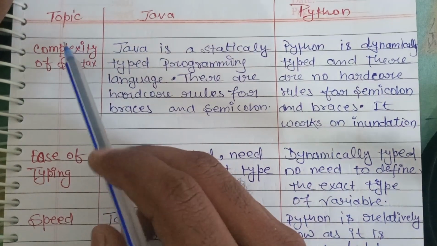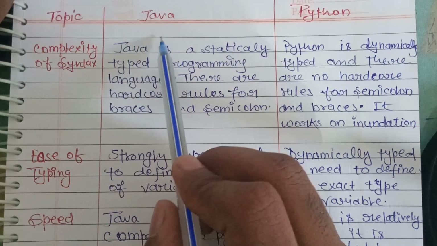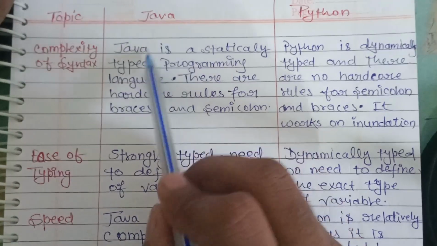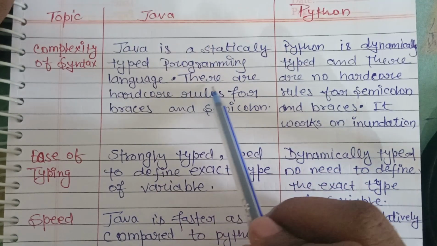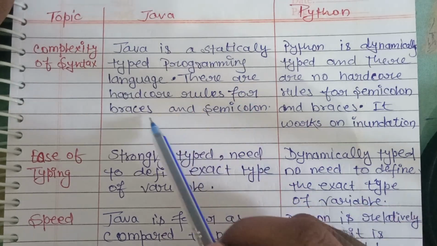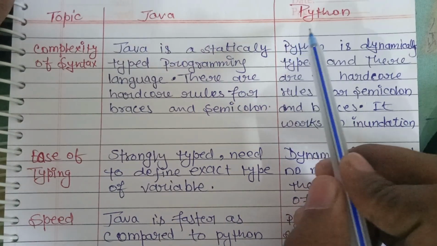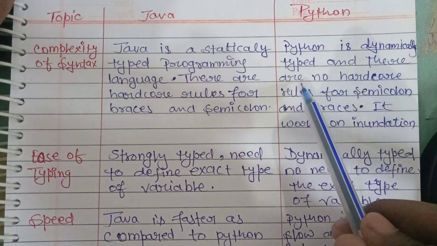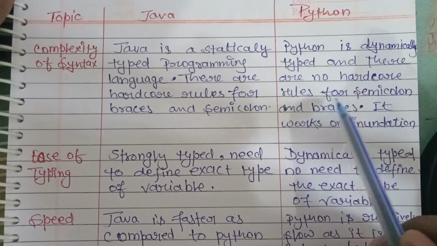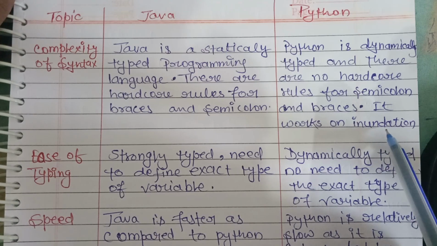Let's see the third topic, complexity of syntax. Java is a statically typed programming language, and there are strict rules for braces and semicolons. Python is dynamically typed, and there are no strict rules for semicolons and braces. It works on indentation.